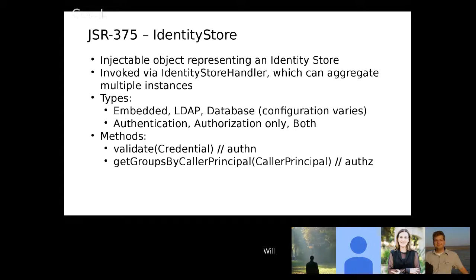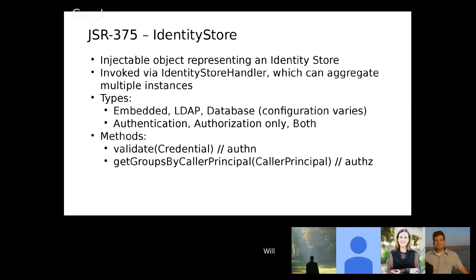Identity store is a way to code a module that knows how to talk to an LDAP store or an RDBMS, but to be able to configure that in a declarative way through annotations, and then inject that and invoke on it from an identity store handler, which can also aggregate multiple instances. So it's analogous to JAAS in that you could have several identity stores configured, and there's an algorithm by which the handler will go through and invoke on each one until it either authenticates or fails to authenticate.